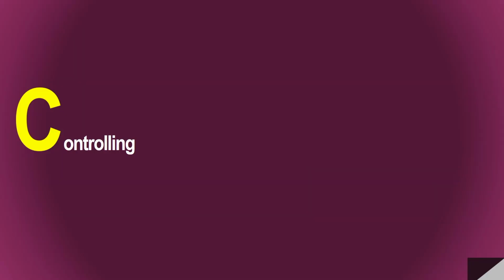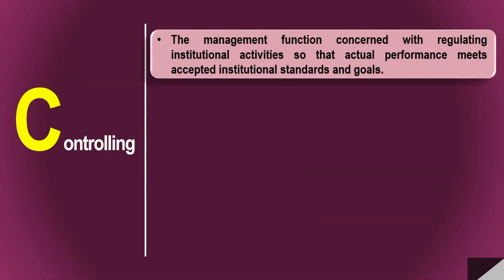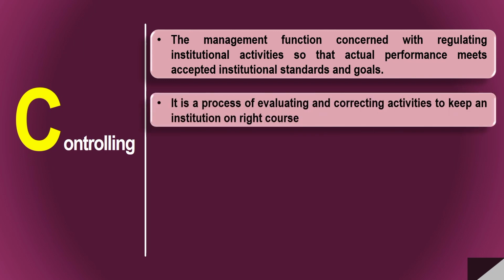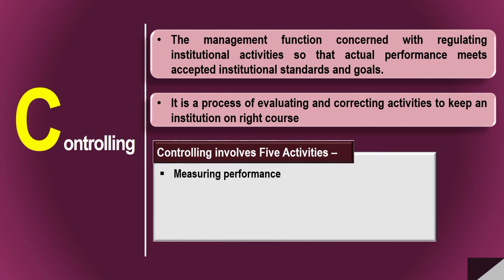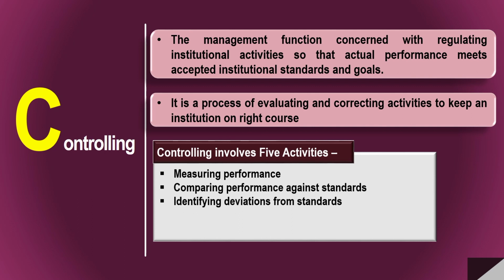Here the management function is concerned with the regulating institutional activities so that actual performance meets the accepted institutional standards and goals. It is a process of evaluating and correcting activities to keep an institution on the right course. Controlling involves 5 major activities. First, measuring performance, then comparing performance against standards, then identifying deviations from standards, then investigating causes of deviations, and then taking corrective actions.